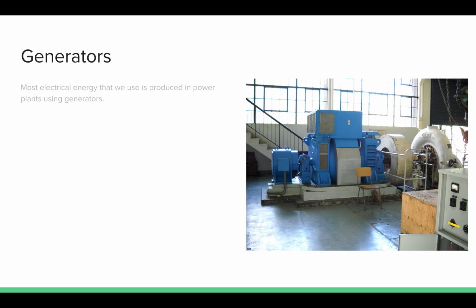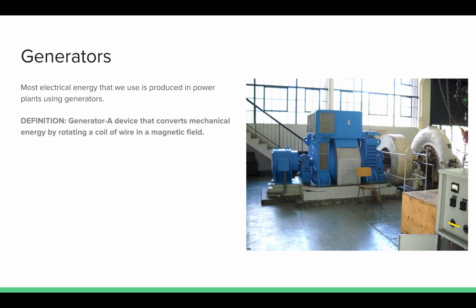So let's talk about generators. Most electrical energy that we use is produced in power plants using generators. A generator is a device that converts mechanical energy into electrical energy by rotating a coil of wire in a magnetic field. So, the motion of the coil in the magnetic field produces an electric current. This is what we just got done talking about with electromagnetic induction. And so we have a device now that does this.